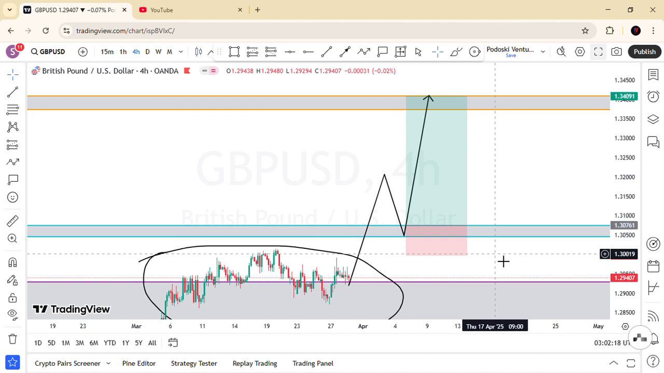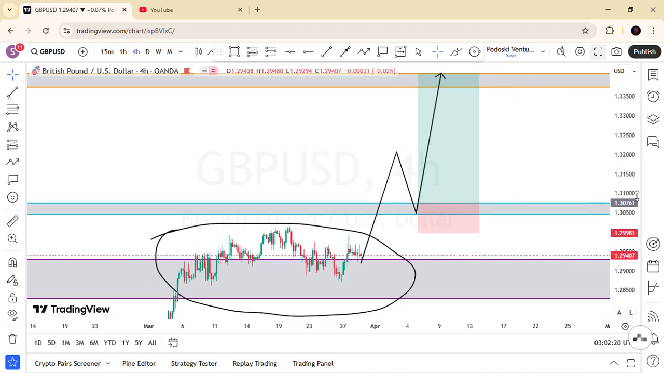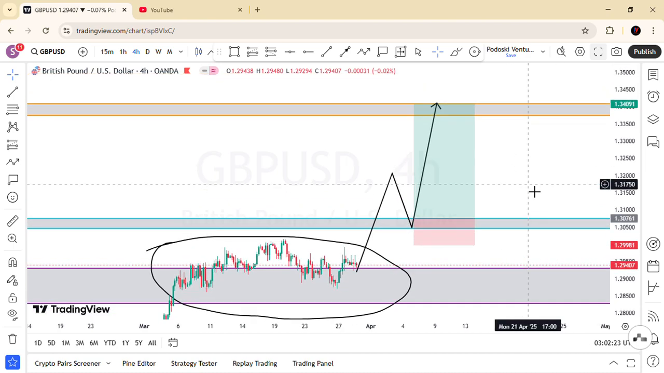So this will be the setup on GBP USD. So yeah, let's go to the next pair.